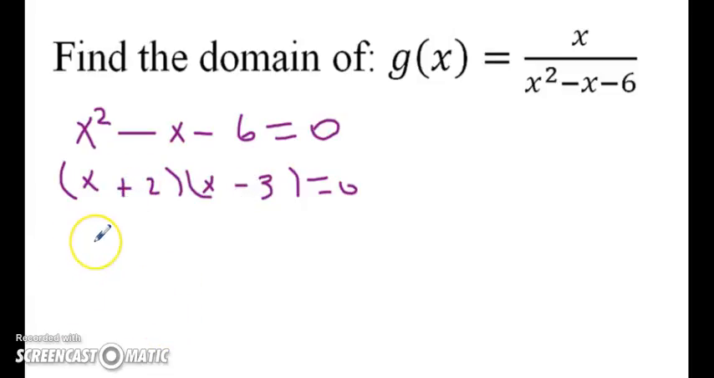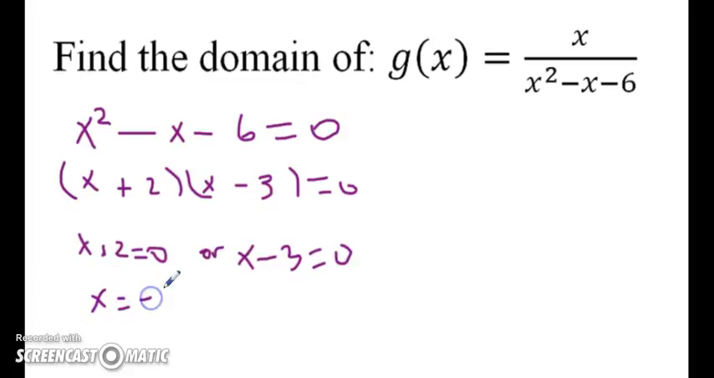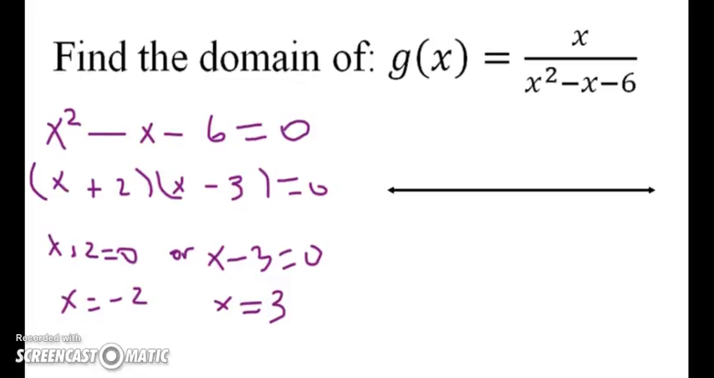So it's factored. The zero product property says that the x plus 2 could be the 0, or the x minus 3 could be the 0. So x equals negative 2 or x equals positive 3. These are the two elements that must be restricted from the domain. Okay, so we found the two elements restricted from the domain.